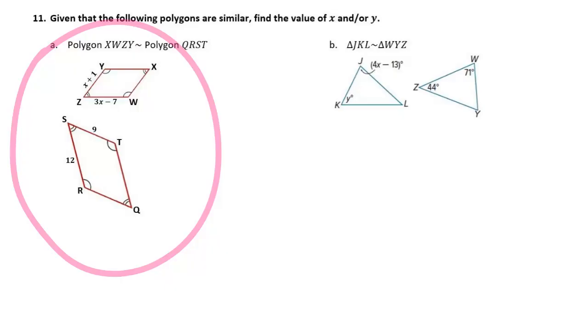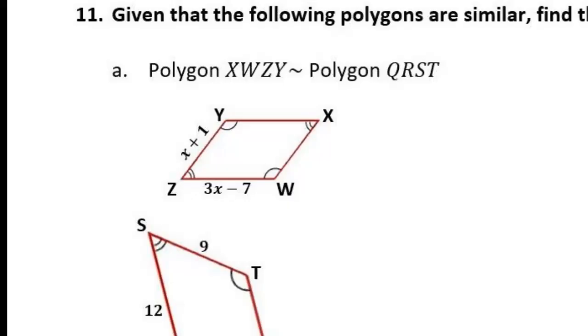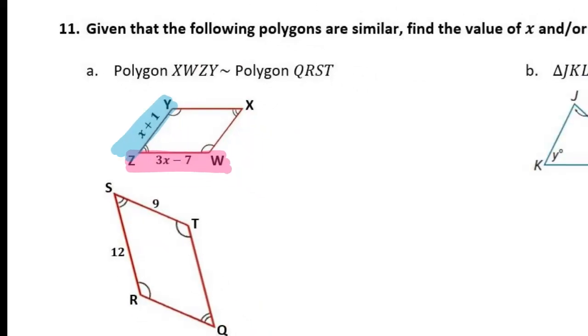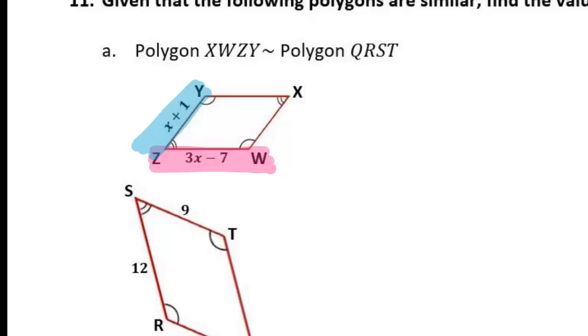We have 2 x's. We have 1 x here in 3x minus 7. And then we have another x right here on side ZY, x plus 1. Do you guys see those 2? I have to pick one of them to start with so that I can make a fraction. Since they both have x's, it doesn't matter which one I pick to start with. Do you guys want to do the x plus 1 or the 3x minus 7 first? 3x minus 7 sounds good.